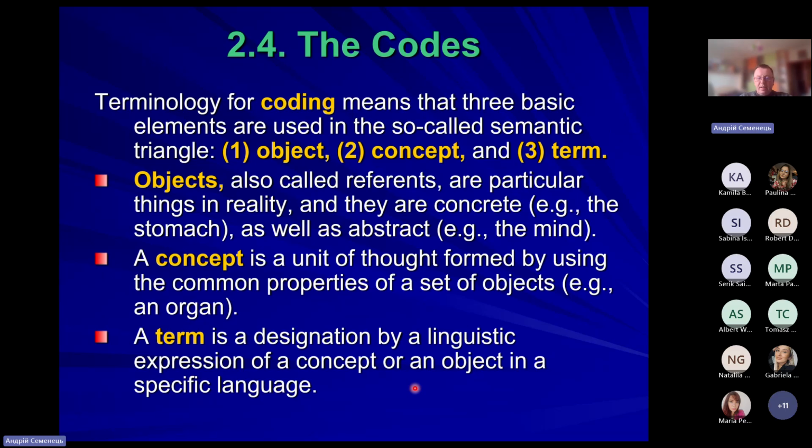Objects, or referent, are particular things in reality, which are exact things we have, like some kind of organ, anatomical element, or some abstract things like mind, theoretical concept, rule, and so on. Concept under coding is a unit of thought formed by using common properties of a set of objects, like an organ. And term is designated by a linguistic expression of a concept or an object in a specific language. So how we call this in, let's say, Polish, English, Ukrainian, and so on.